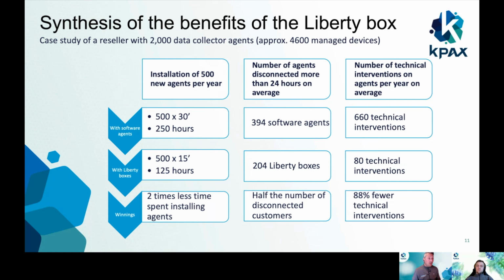So first, on the first column, a reseller in this situation will have to install about 500 new data collector agents per year. And the Liberty box allows him to divide this time by 2.